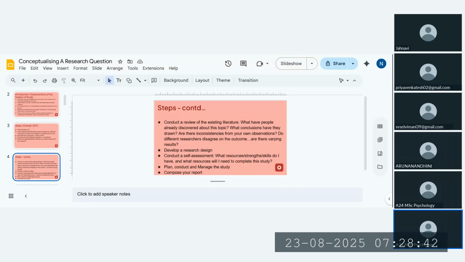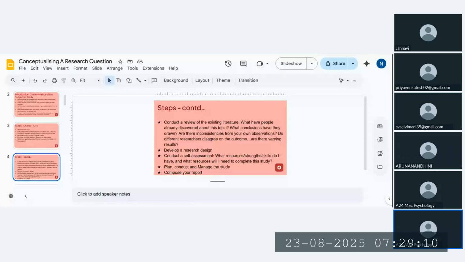Yeah, so we were looking at the steps in research, right? So we spoke about conducting a review of the existing literature, then developing a research design. Then you conduct a self-assessment after developing a research design, which is: this is the data I'm going to collect, in this method, survey method, or another method. You choose the method, and then you say, okay, do I have the resources to conduct this collection of data and an analysis of data?